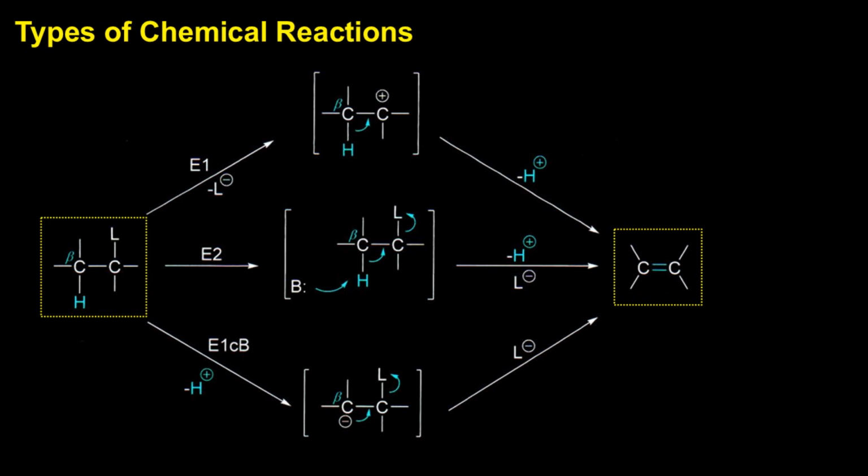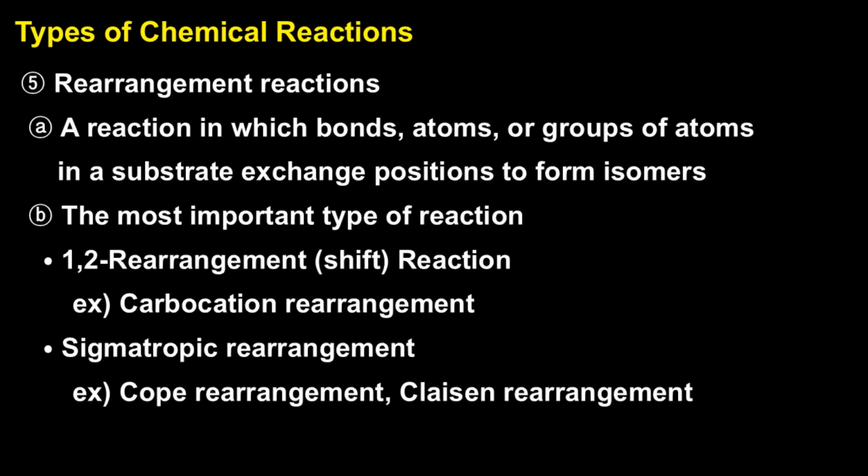conditions. E2 reactions are concerted. The base removes a proton at the same time the leaving group departs. It requires anti-periplanar geometry, and it's common with primary or secondary alkyl halides when a strong base is used. E1CB reactions go through a carbanion intermediate. They usually occur when the leaving group is poor, but the beta hydrogen is acidic, often due to a nearby carbonyl group. Elimination reactions are essential in synthesis, especially for making alkenes and alkynes, and they're often used alongside substitution reactions to fine-tune molecular structure.